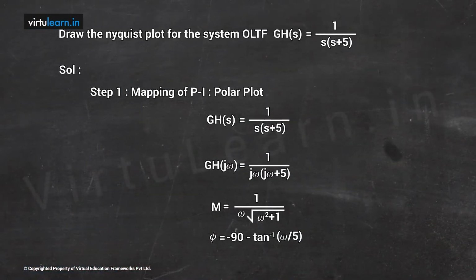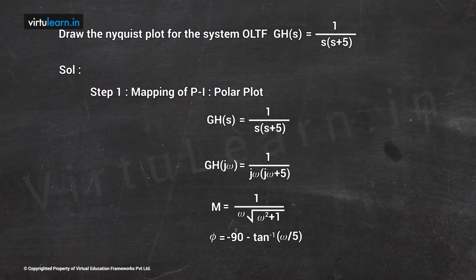To understand the concept of the Nyquist stability criterion, let us see some example problems. The first problem statement goes like this. Draw the Nyquist plot for the system whose open loop transfer function is given by GH of s is equal to 1 divided by s into s plus 5, and find the stability of the closed loop system.